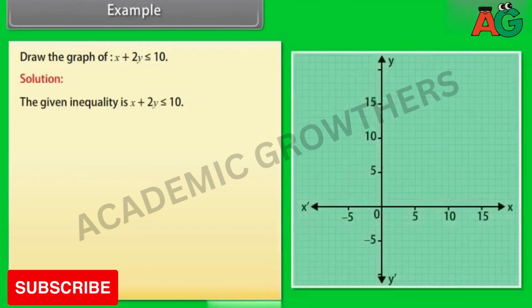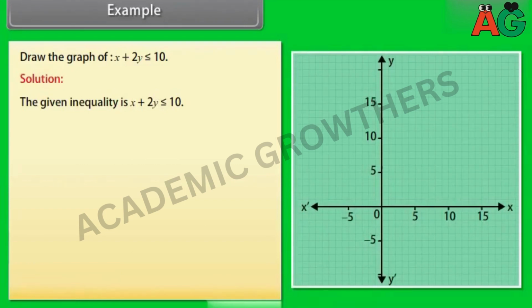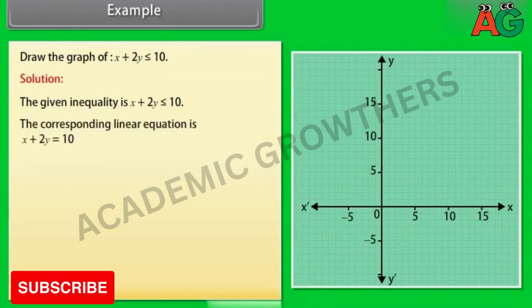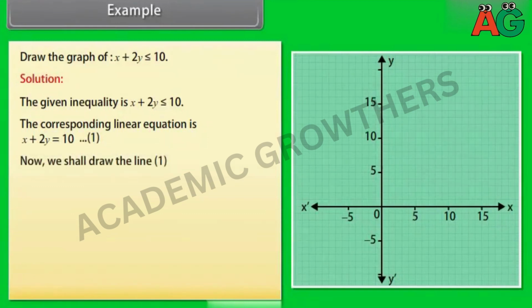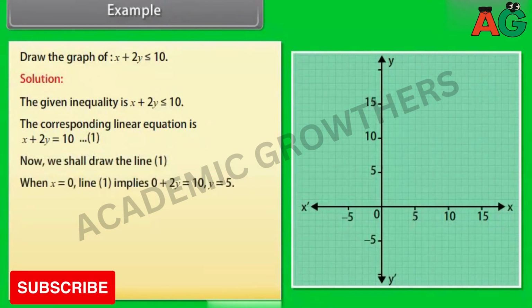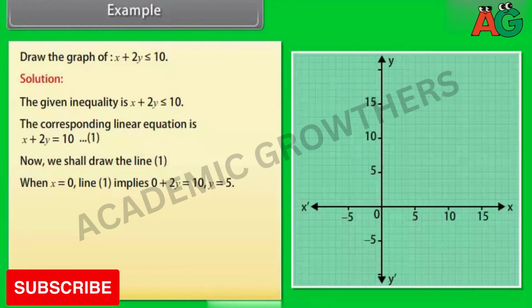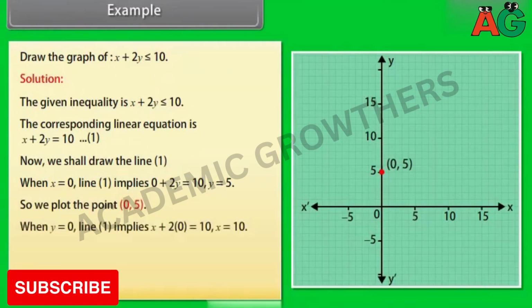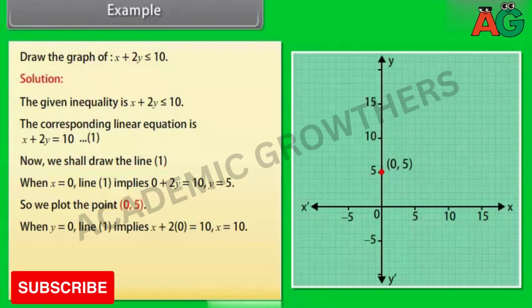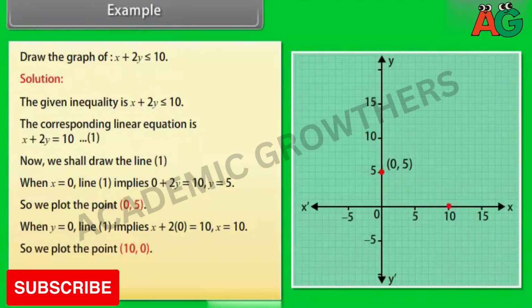Solution. The given inequality is x plus 2y less than or equal to 10. The corresponding linear equation is x plus 2y is equal to 10. Name it as 1. Now, we shall draw line 1. When x is equal to 0, line 1 implies 0 plus 2y is equal to 10, y is equal to 5. So, we plot the point (0, 5). When y is equal to 0, line 1 implies x plus 2 into 0 is equal to 10, x is equal to 10. So, we plot the point (10, 0).